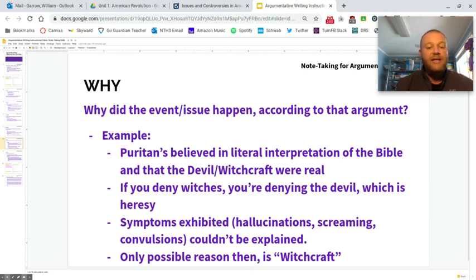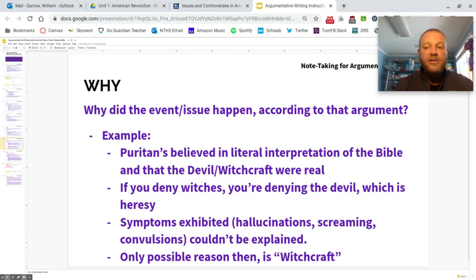And so the easiest possible reason to explain away those symptoms, explain away their actions is, of course, witchcraft and the devil, right? And so why did the event or issue happen? Well, for all of these reasons, they believe that people were sincere in their belief in witchcraft and that's why they put them on trial and ended up killing so many people.